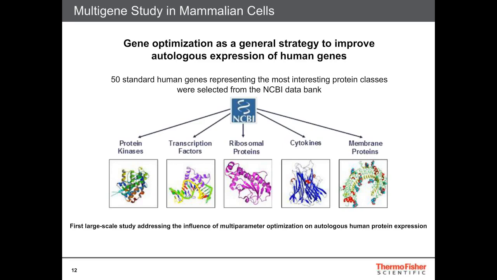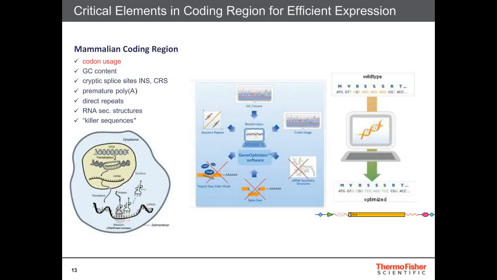To demonstrate this, we carried out a large-scale comparative expression study where we chose 50 standard human genes from the NCBI data bank, which represent the most interesting protein classes for basic research, such as kinases, transcription factors, ribosomal proteins, cytokines, and membrane proteins. We de novo synthesized those genes, as you can see on the right side of this slide, as wild-type genes as well as optimized genes. Of course, still both encoding the same amino acid sequence.